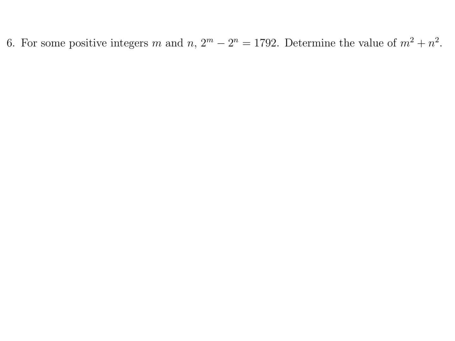For some positive integers m and n, 2 to the power of m minus 2 to the power of n is 1792. Determine the value of m squared and n squared. Now, 1792, is that a power of 2? I don't think so. Okay, not a problem. We have to find two powers of 2 that when subtracted give 1792. So you have to just list them, right?